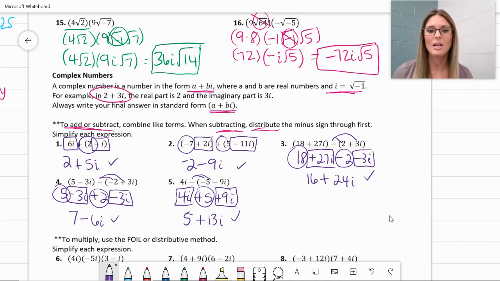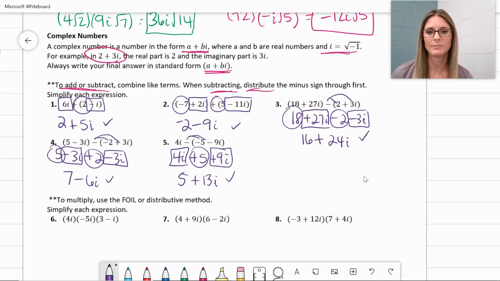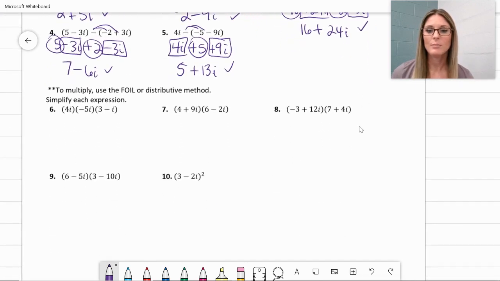Complex numbers. Pretend the imaginary, the i, is like x, like a variable. What would you do? You treat it the same way. To multiply, same as we've done with variables before. I use the FOIL method, first, outer, inner, last. It does the same thing as distributing. So use those skills to multiply.